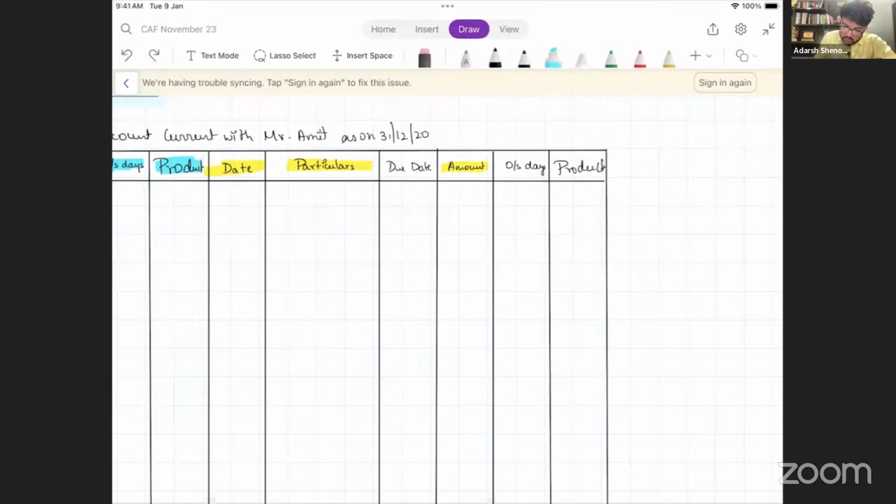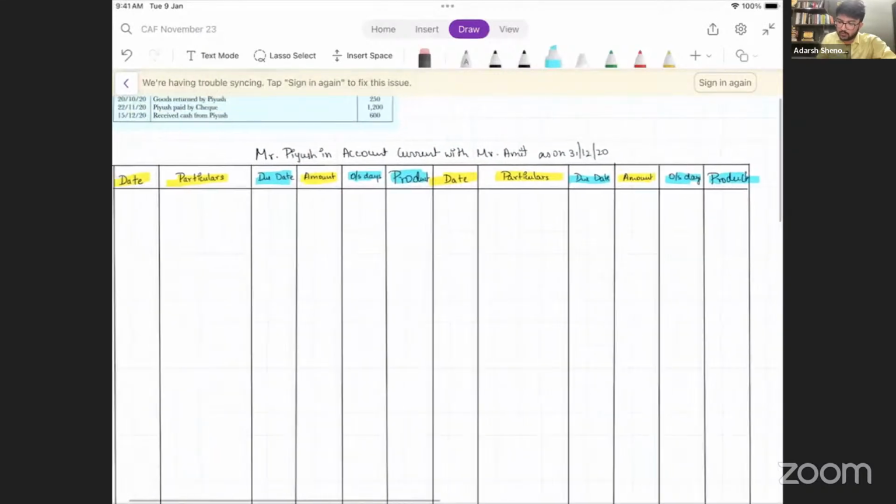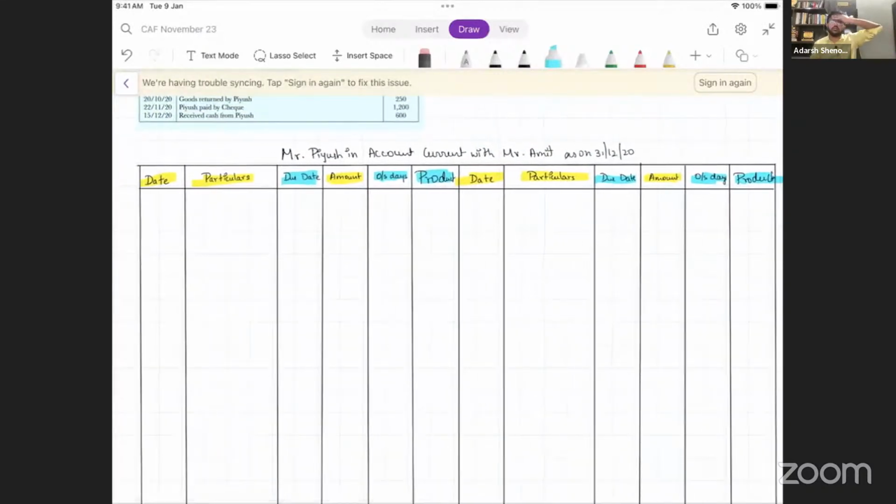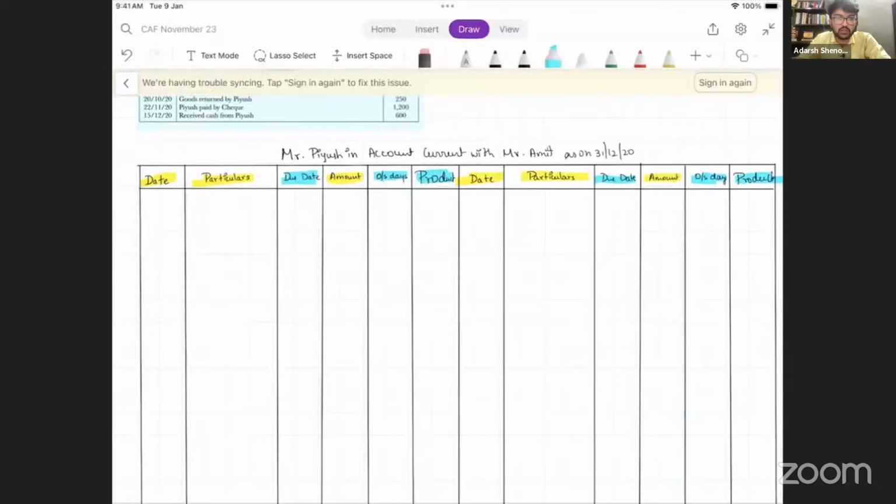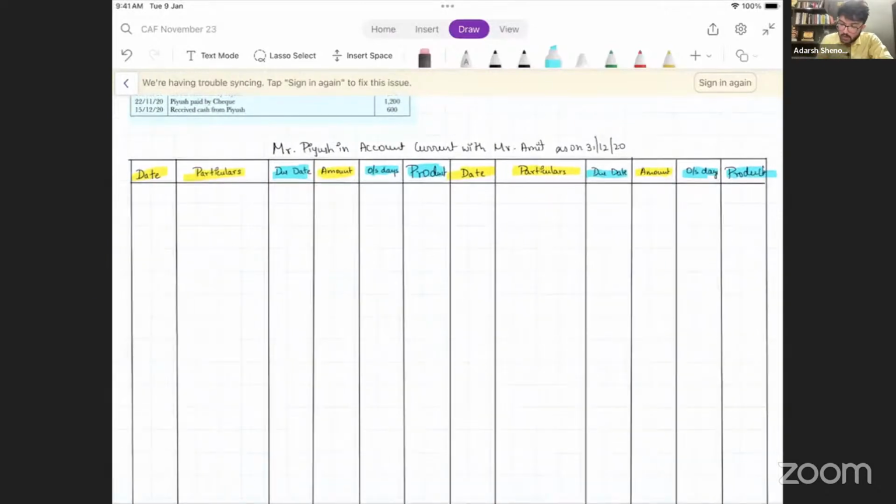Due date, outstanding days, and product columns. So totally 12 columns we will have in the table. The 6 columns are from the ledger itself, and the additional 6 columns are for interest calculations. I hope the format is clear. You don't have to mug it up. It's a simple format. If you know the ledger format, it's the same columns plus 3 more columns we add. That's all.